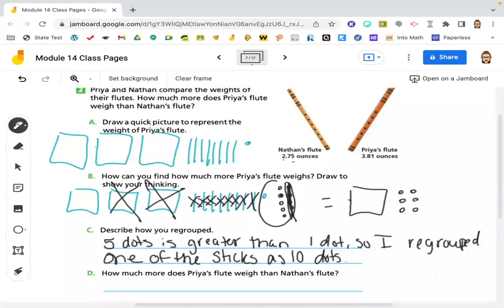So how much more does Priya's flute weigh than Nathan's flute? Well, we have 1 whole, we have 0 tenths, and we have 6 hundredths. So 1 and 6 hundredths ounces more.